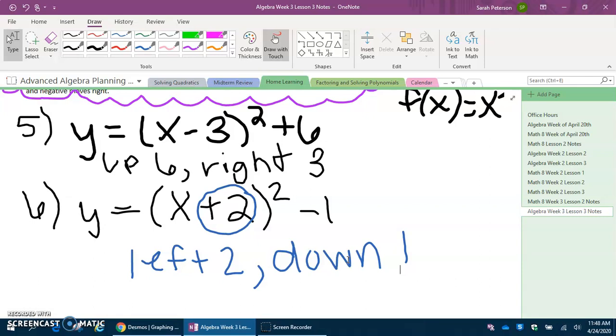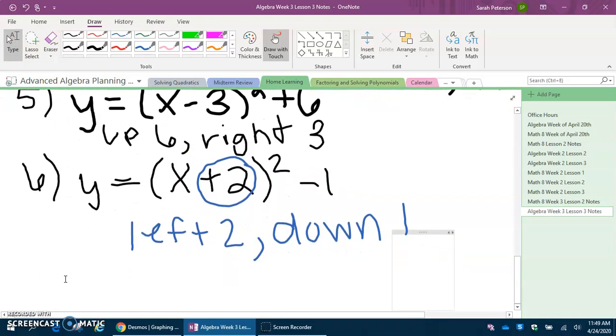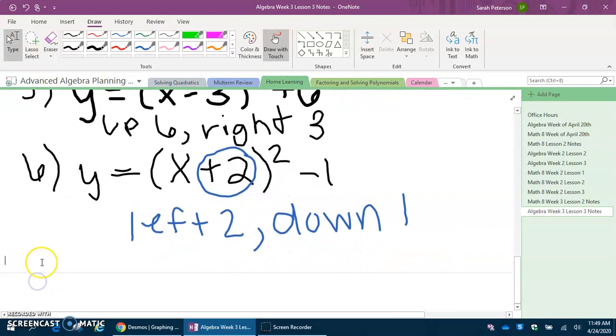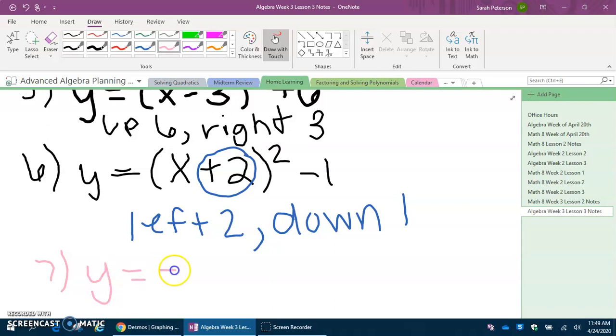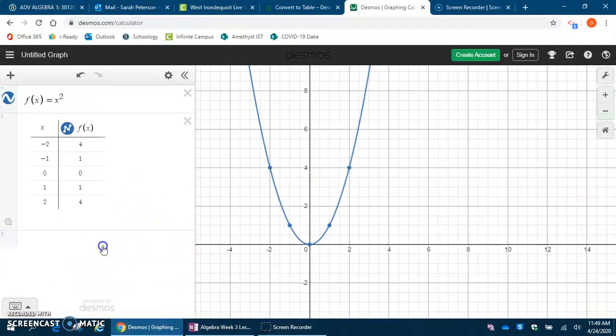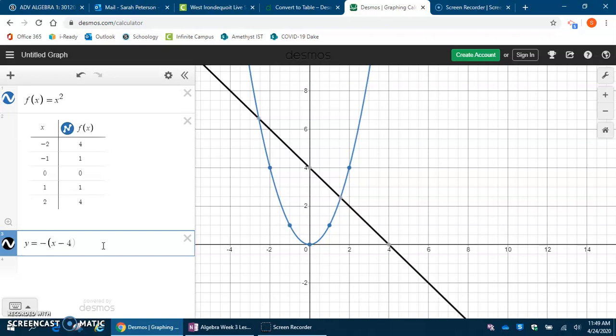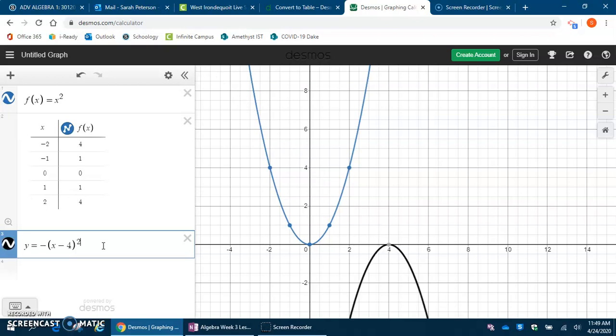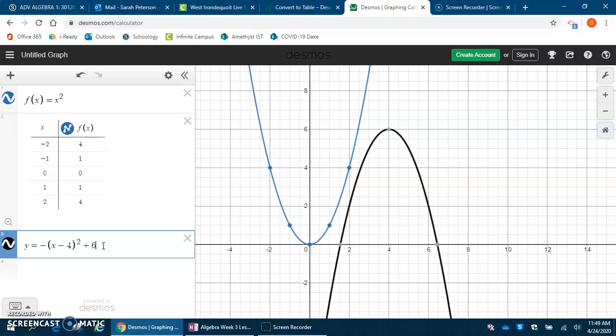Okay, so I'm going to do a couple more just to show you a different transformation. So let's look at if we had maybe a negative out front. So if I had y equals negative x minus 4 squared plus 6. So let's look at our Desmos and see what's going to happen in relation to x squared. So if I do y equals negative x minus 4 squared plus 6, let's look at what happens.